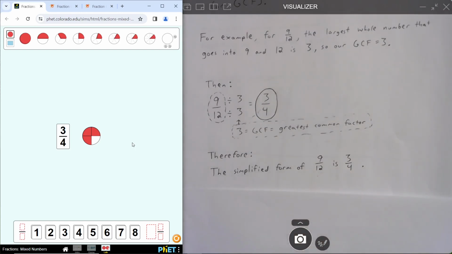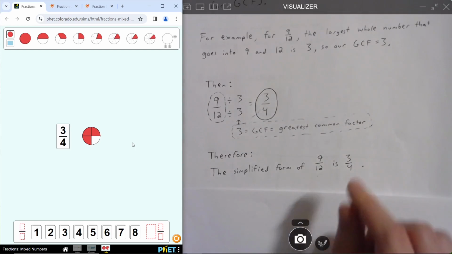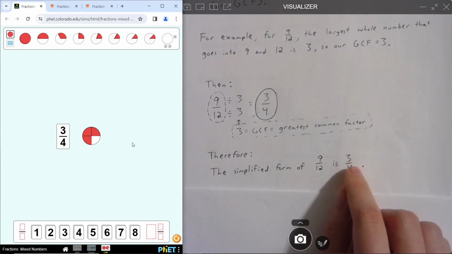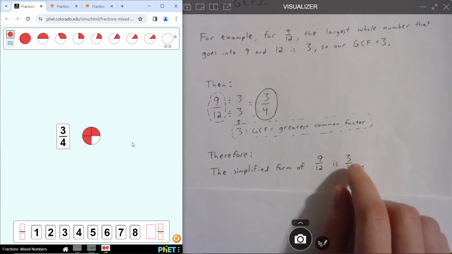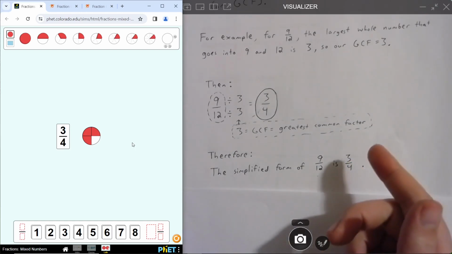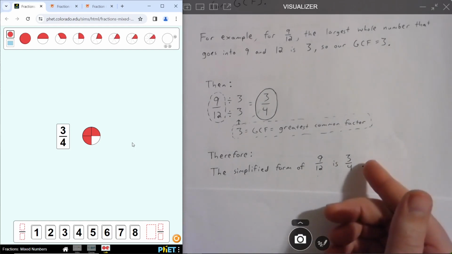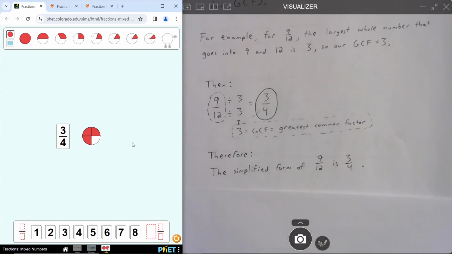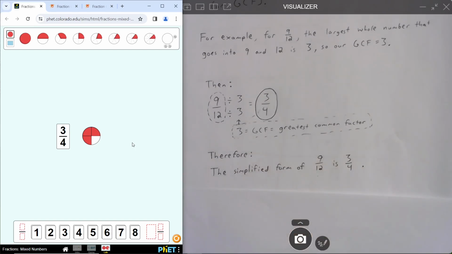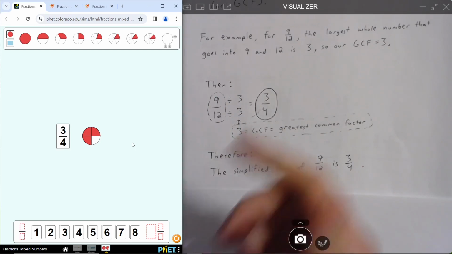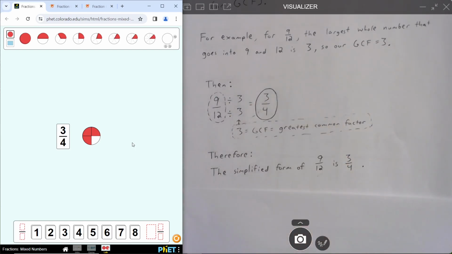It doesn't get any simpler than that, because there's nothing you can divide both 3 and 4 by to get whole numbers back on top and bottom except the number 1. And that would just get you 3 divided by 1 is 3 back, 4 divided by 1 is 4 back. So it just gets you back to your simplest form of 3/4. So when your teacher asks you to simplify, what they mean is see if there is a GCF, or greatest common factor, that goes into both your numerator and denominator, and if so, divide them both by that until you get to your simplest form.